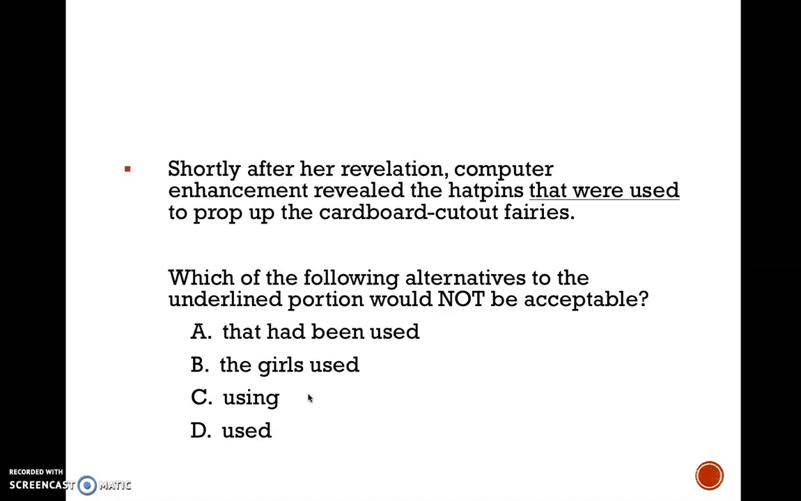and if we suspect that C is incorrect, we should plug it in. Shortly after her revelation, computer enhancement revealed the hat pins using to prop up. That doesn't make sense because the word revealed is already in the past tense. A word we cannot change, they've already given us a clue what the correct answer is. It will be a past tense verb. We should go with the answer that is not using the past tense, and that would be "using." So really, guys, that's all it really is to least acceptable. It's applying your other grammatical sense to make it work.